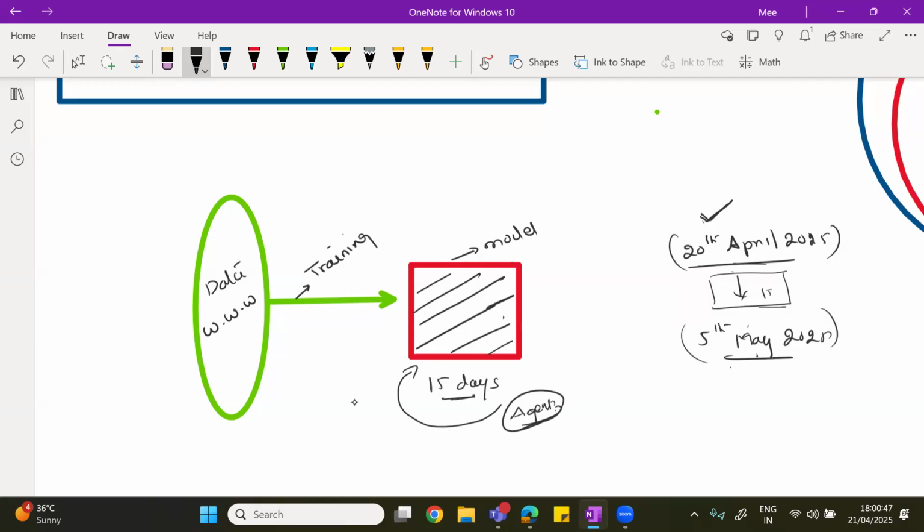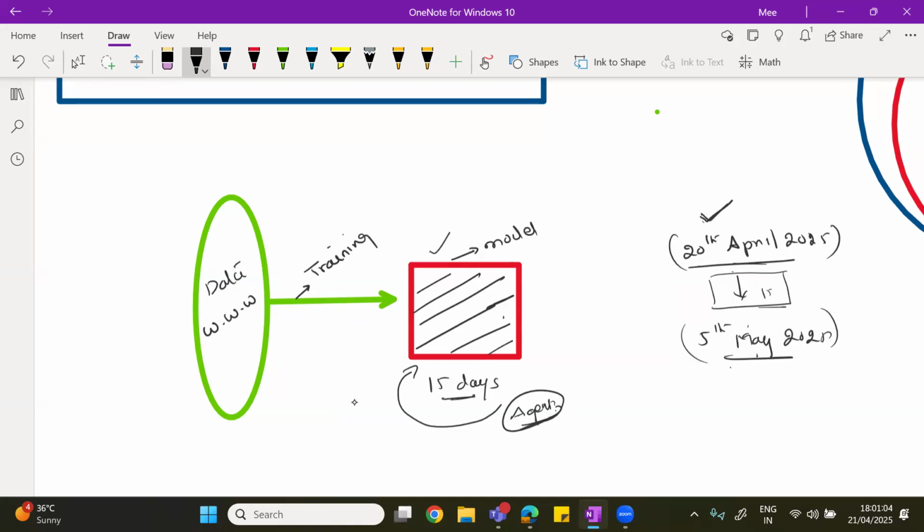There will be hundreds of agents working, and they are going to update your model on a regular basis. With that, your model will be updated with the latest information also. This concept is called agentic AI.